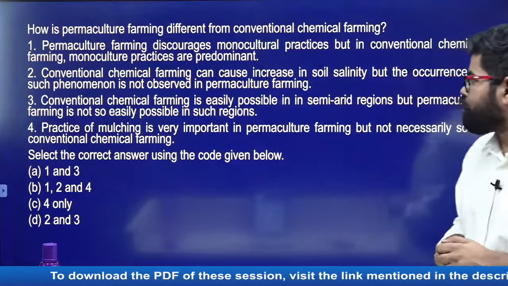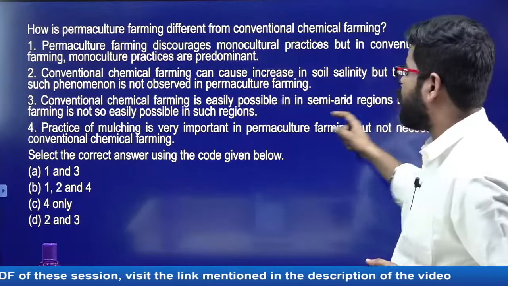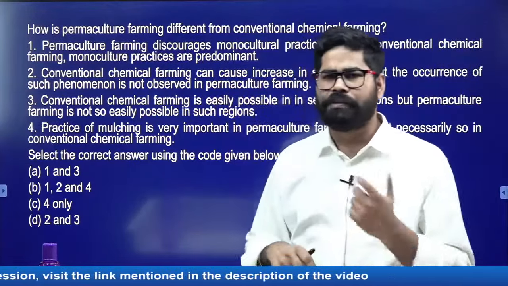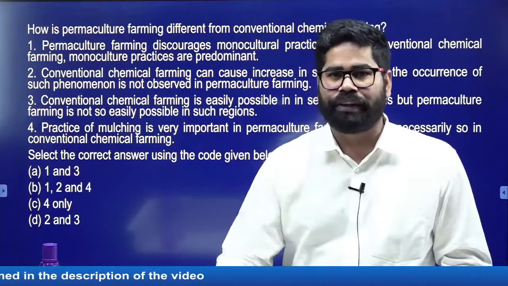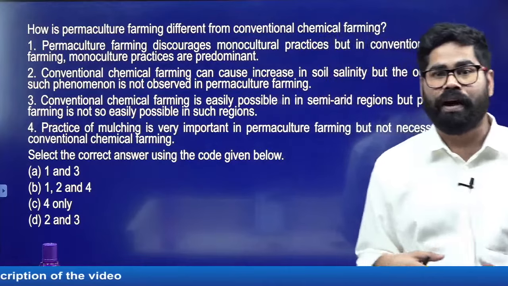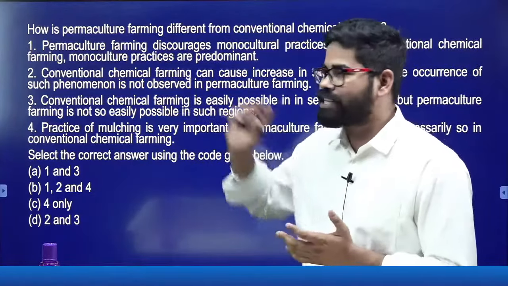Second, see this. Conventional chemical farming can cause increase in soil salinity, but the occurrence of such phenomena is not observed in permaculture. Okay. Again true. Since it is following the natural order of things, it is not focused too much of high irrigation and too much of high chemical use. Okay. So even second statement is correct.